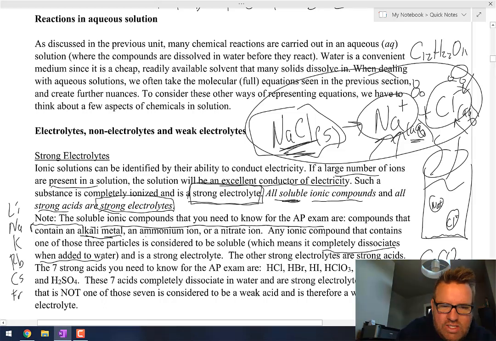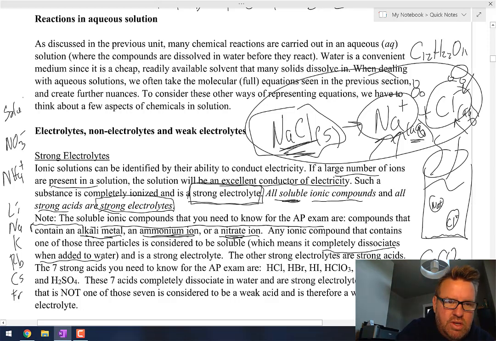Okay, and then the next one is the ammonium ion. Anything that has an ammonium ion in it. Ammonium is NH4 plus. If it has NH4 in it, not NH3, NH4, it's soluble. And then the last one is nitrate. Hopefully you remember that nitrate is NO3 minus. Those are the ones that are always 100% soluble.